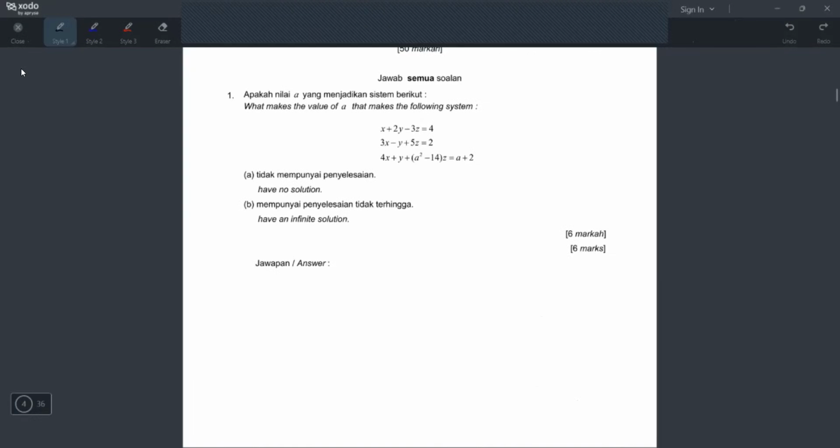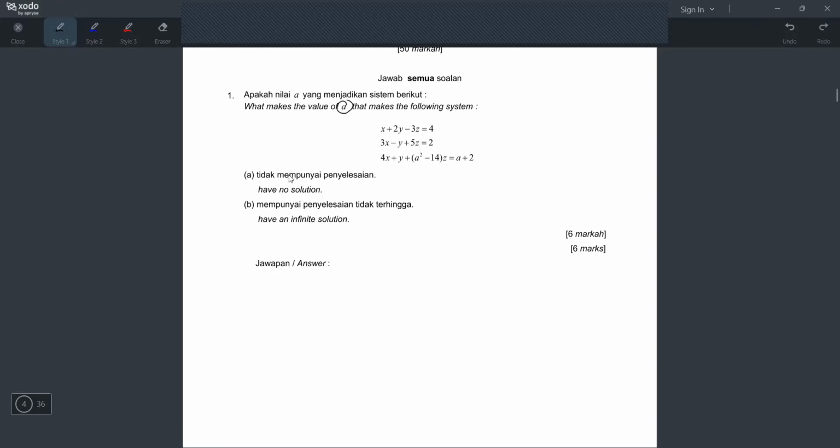Okay, let's start here. We read the question first. What is the value of A that makes the following system have no solution, and have an infinite solution? So this is from Form 4 chapter 3. It's called system of equations, this chapter, right? They give us 3 equations here. x, y, z are the variables. So A is definitely a constant, right? What they are asking you is to find the value of A that will make this have no solution.